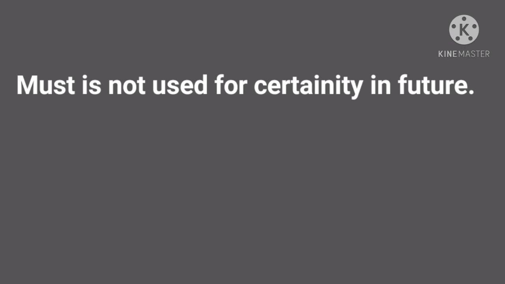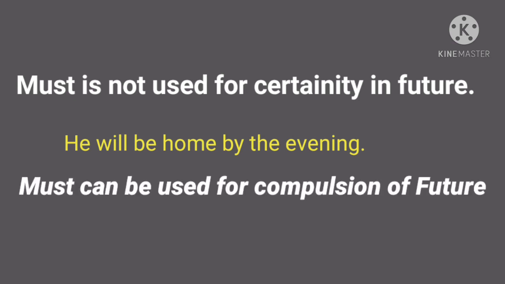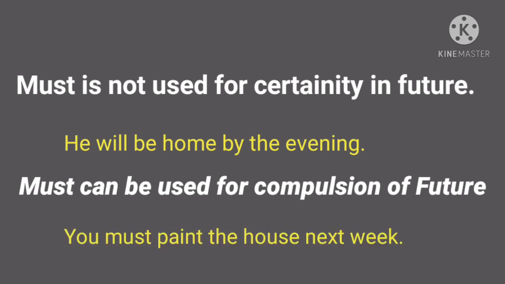One more thing I'd like to tell you, must cannot be used in future to talk about certainty. If we are sure or certain that something is going to happen, we cannot use must over there. My father may not be home now, but he'll be home by the evening. We use will instead of must in future to show certainty. Okay, but we can use must to show that something is compulsory to be done in the future. For example, you must paint the house next week.